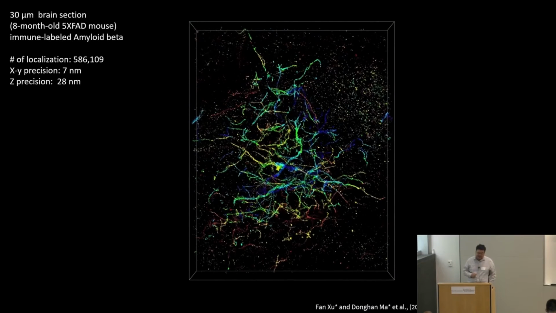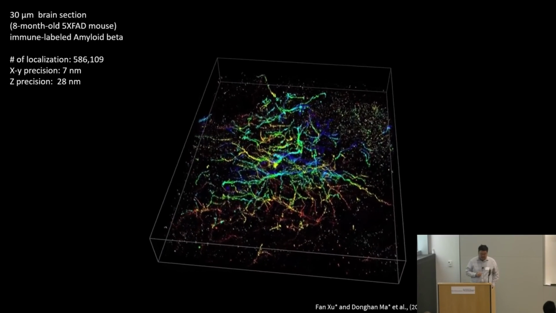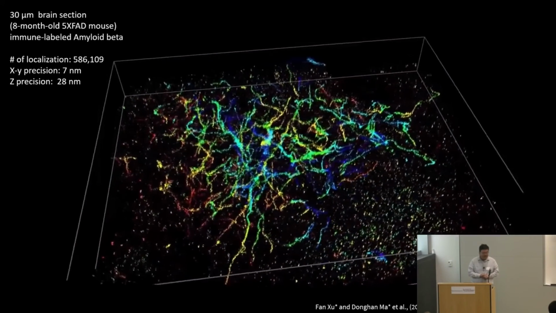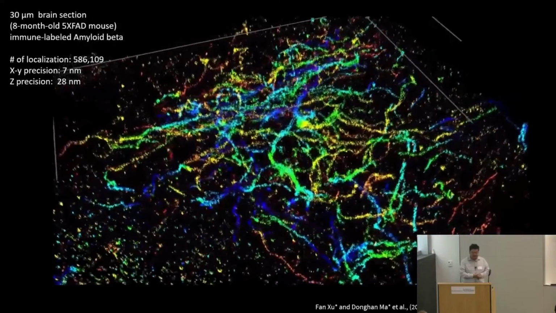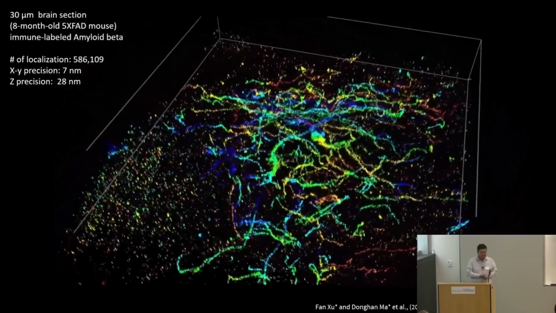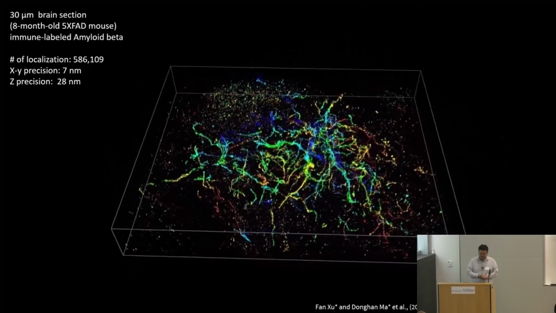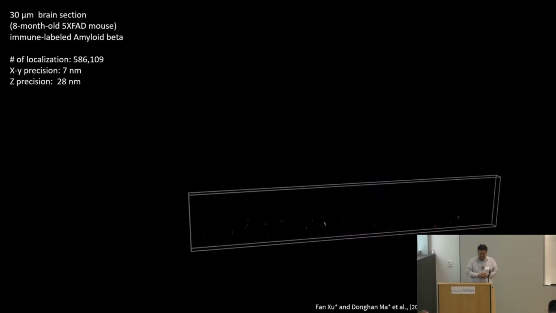You can now use this to image brain sections of 30 microns, and these are immunolabeled amyloid beta fibrils. These fibrils are dominant in Alzheimer's disease models and the brain sections that we use. The number of localizations is around 500,000, with XY precision of 7 nanometers and Z precision of about 28 nanometers. These plaques used to be quantified through intensity and size. Now you can see the intricate structure of these fibrils arranged in a three-dimensional manner. If you cut cross-sections around some of these axes, you can actually see them running up and down in three-dimensional space.